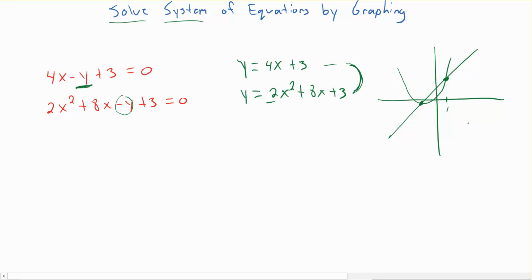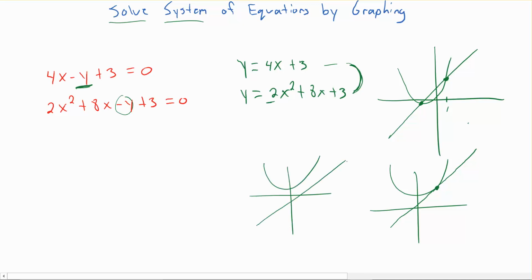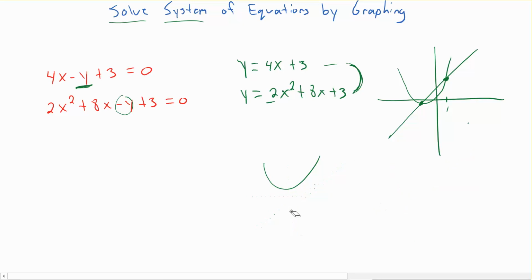But it could also be the case that we had something like this where the line just touches and then goes off. That would be one, so there'd only be one solution there. The other situation would be where you have something like this where the graphs never touch, and then there would be no solutions. So those are the only three possibilities for this setup.